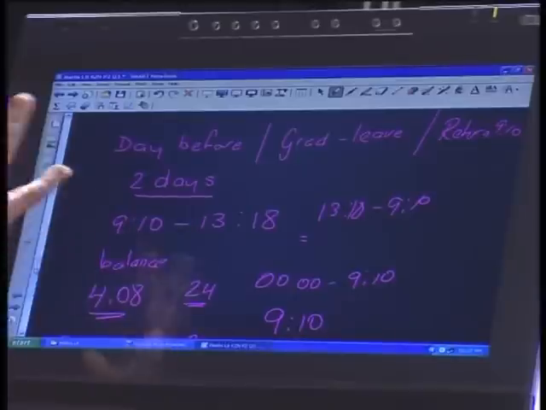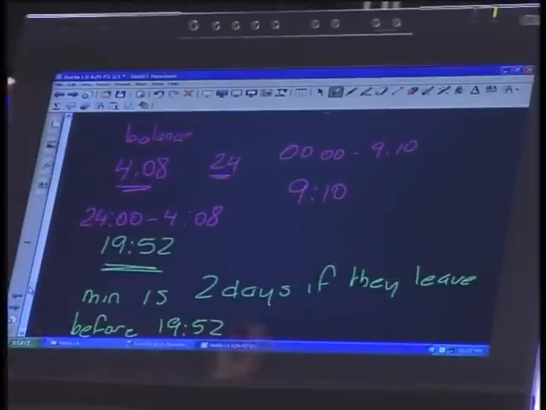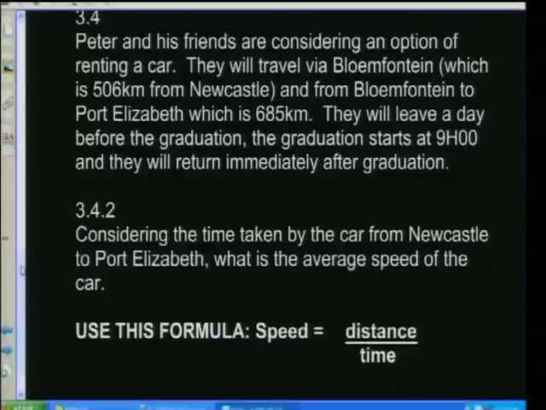And let's carry on with our question and see what's happening to Peter. So we've calculated how many days they need the car for. Now let's go past, see what the next part of the question says. Well, they're considering the time taken by the car from Newcastle to Port Elizabeth, what is the average speed of the car?